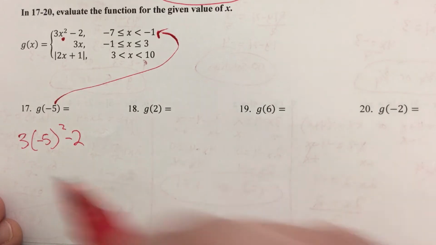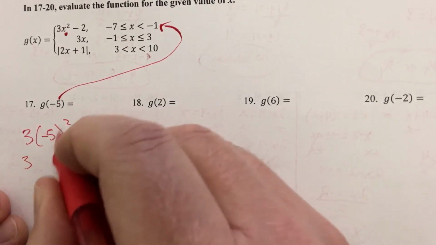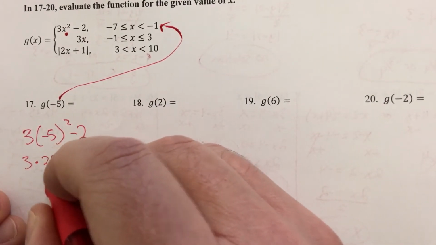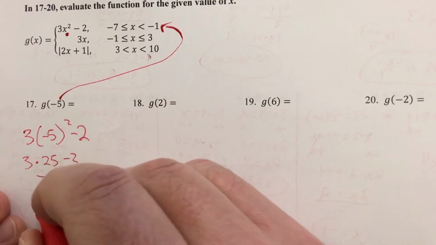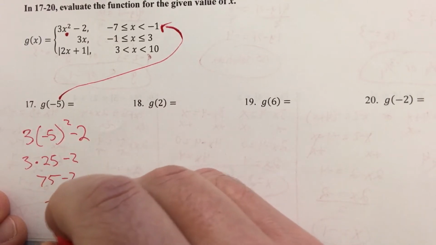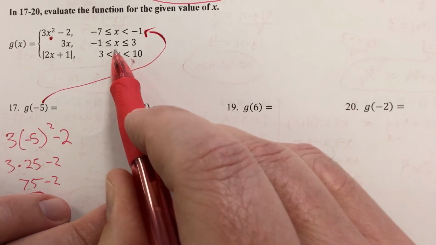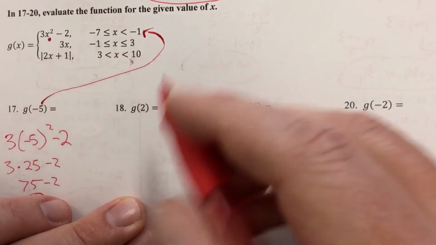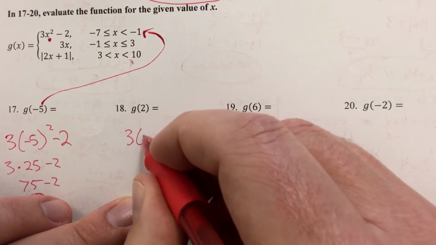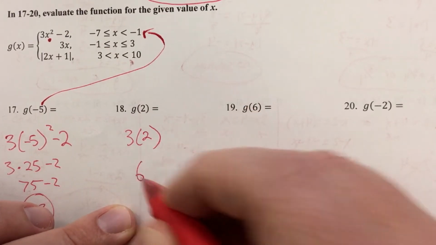So we're going to plug -5 in for the top one. Okay, -5 squared is 25. 3 times 25 is 75, minus 2 is 73. Okay, g of 2. 2 is between -1 and 3, so we're going to plug it into the middle one. So that's just 3 times x, or in this case 3 times 2, which is 6.